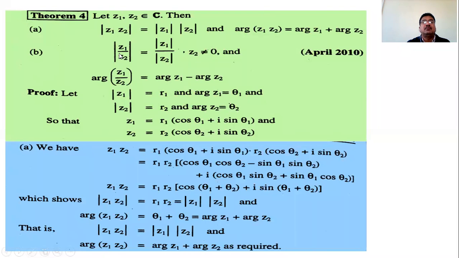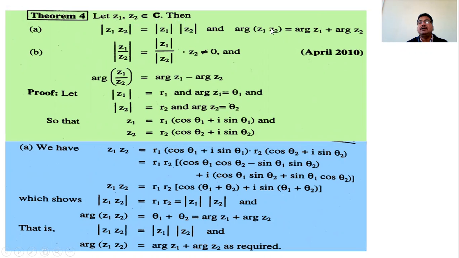Important theorem on modulus and argument. Let Z1 and Z2 belong to C. That is, these are two complex numbers. Then prove that mod Z1 into Z2 is mod Z1 into mod Z2, and argument of Z1 into Z2 is argument of Z1 plus argument of Z2.